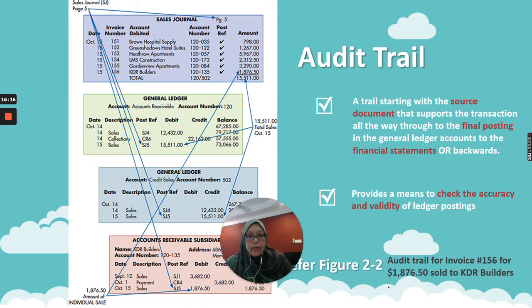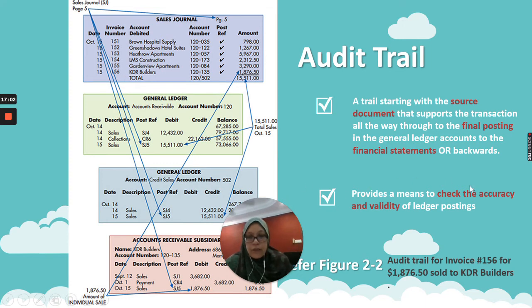Alright, and then on the storage part also, they did discuss the audit trail. Audit trail: when they record data, especially accounting data, the accounting data and records should provide the trail. The trail starts with the source document that supports the transaction, and goes all the way through the final posting in the GL ledger account to the financial statement.